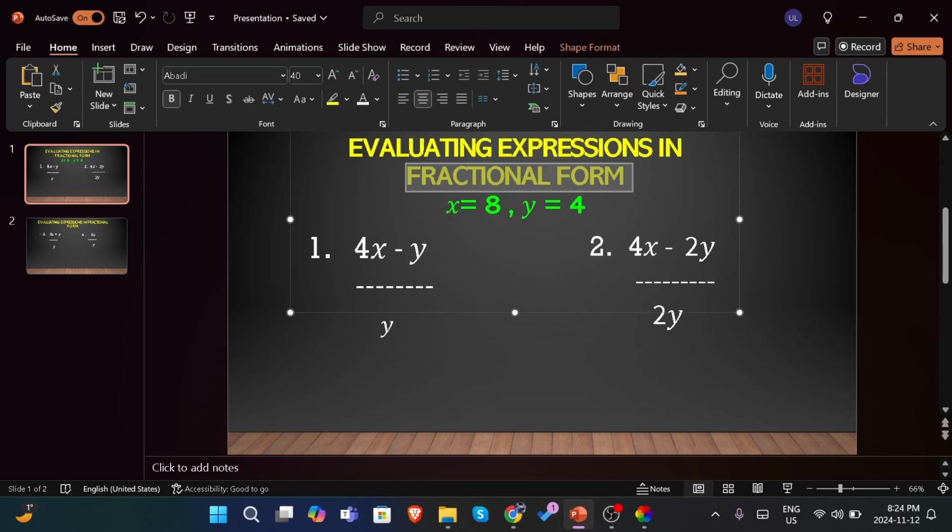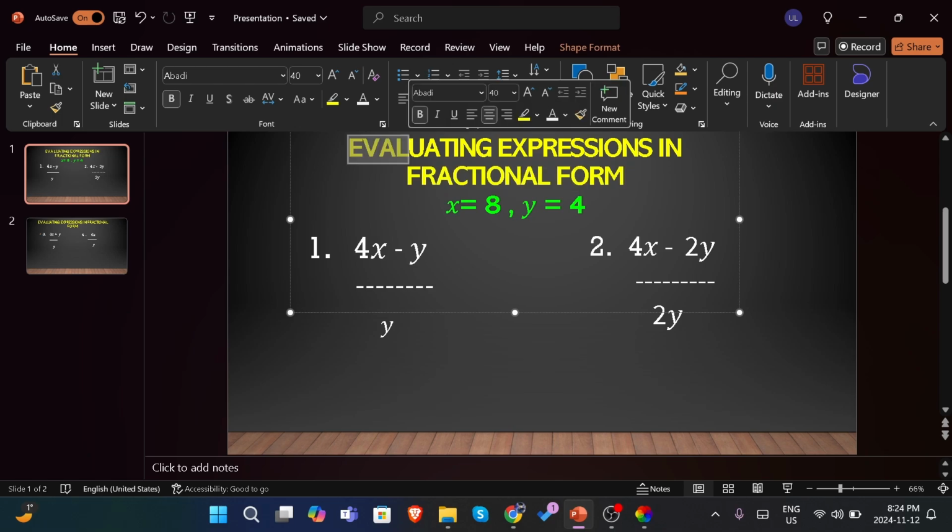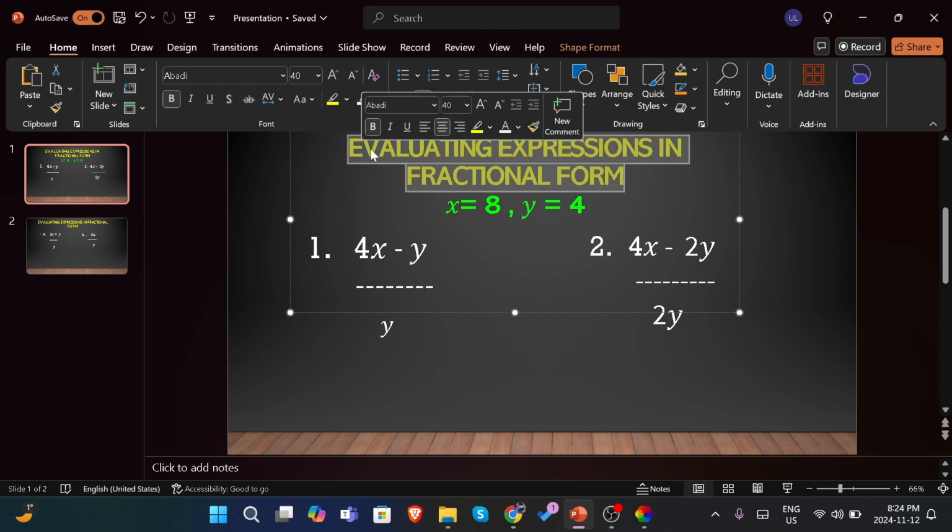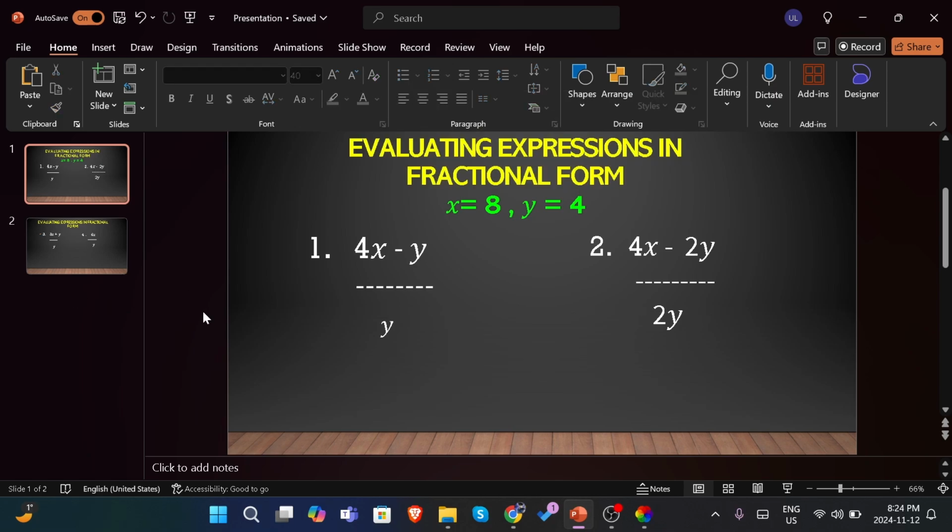So in today's video, we're going to be learning how to evaluate expressions in fractional form in algebra. So without further ado, let's get started.